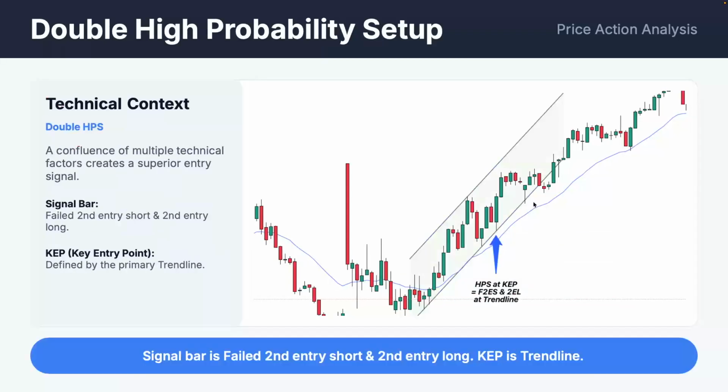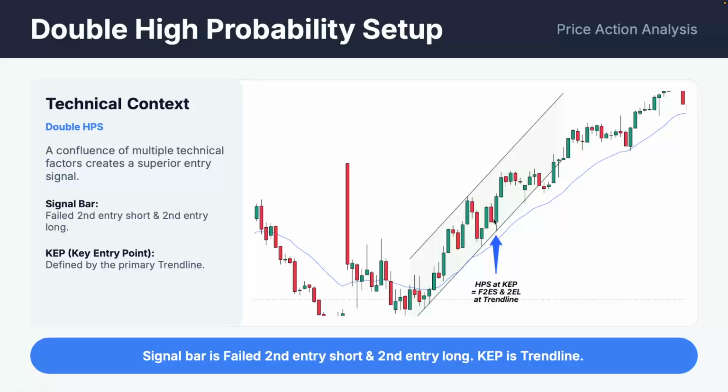So this bar is second entry long counting from the swing high. This is also a failed second entry short. This is advanced level counting. We started counting from here. We are counting in both directions. For counting long, we are using the swing high. For counting the first entry short or second entry short, we are counting from the swing low.